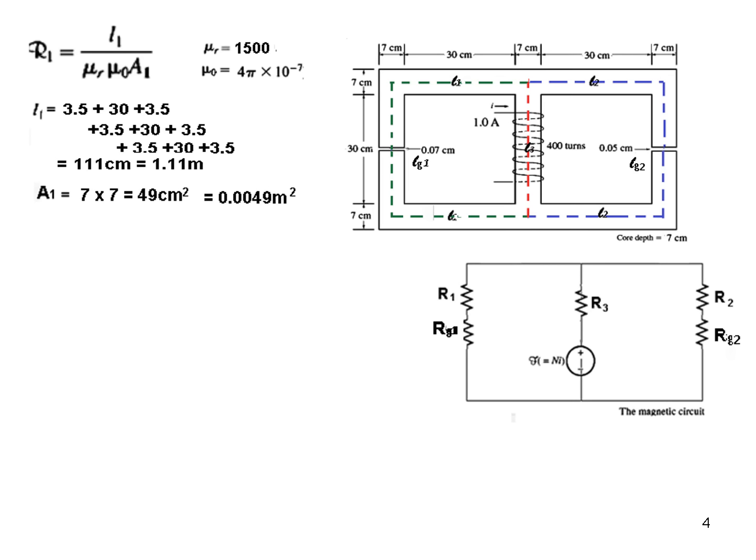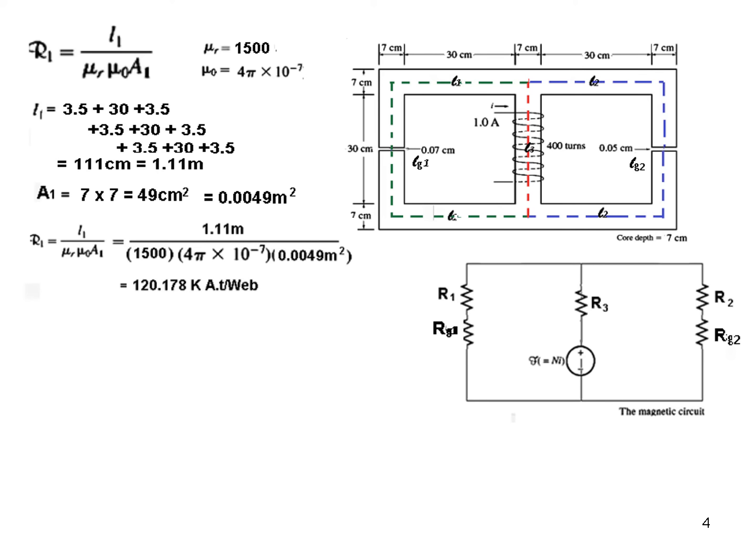Okay, now the area of cross section, the width is 7 centimeter and the depth given here is 7 centimeter. So width into depth, 7 into 7, 49 centimeter square, which is equal to 0.0049 meters square by dividing by 10,000. And now we are ready to calculate R1. So plugging in the values, all these. So this is the value of R1.